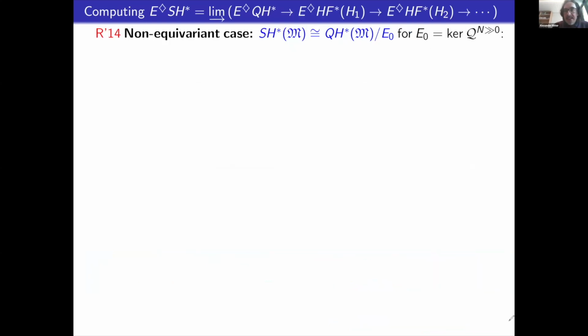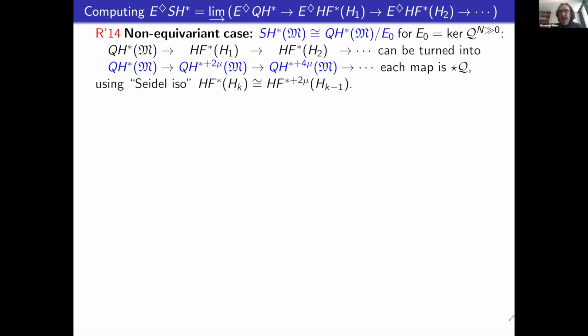So the next thing I want to tell you about is how we can actually calculate equivariant quantum cohomology. Let me just briefly recap. In the non-equivariant case, this is an old paper of mine. I told you that there's this rotation class, which is like a cyclic element, and symplectic cohomology is a quotient of quantum cohomology. How does this arise?